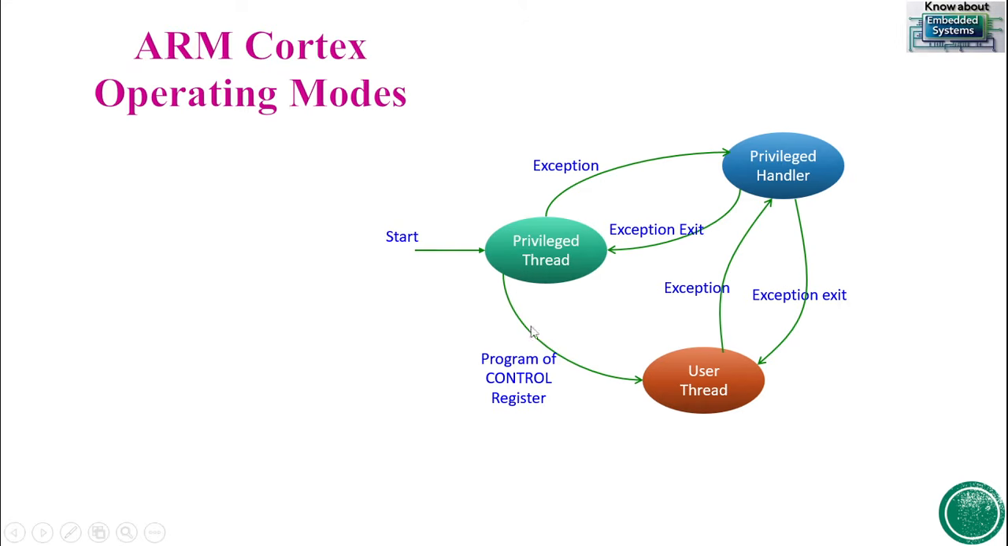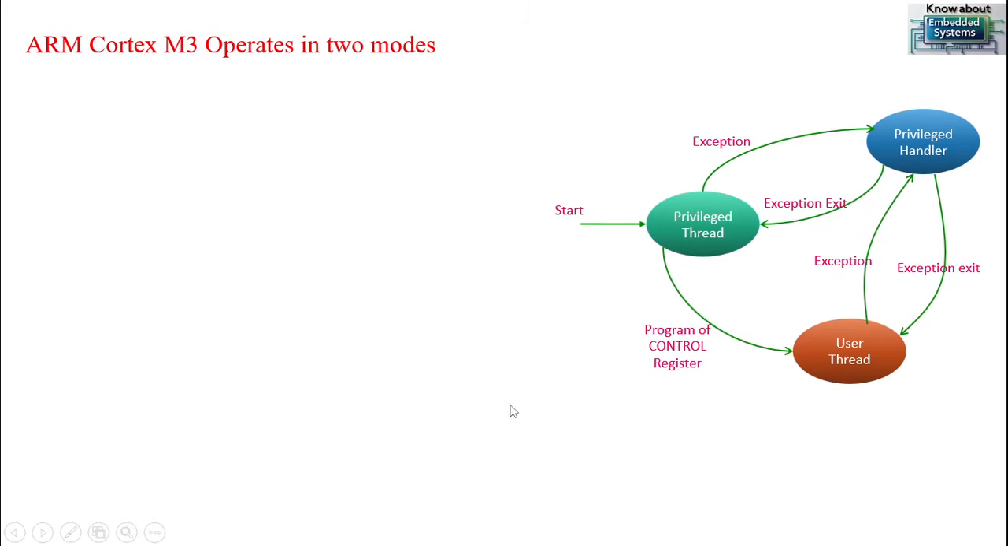So in ARM Cortex processor, we will have three operating modes. One is a privileged handler, one is a user, and one is a privileged thread mode. Like this, we have three modes. We will understand what all these are and when they are going to execute.